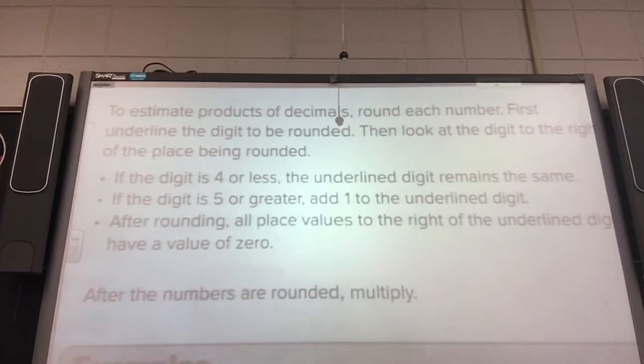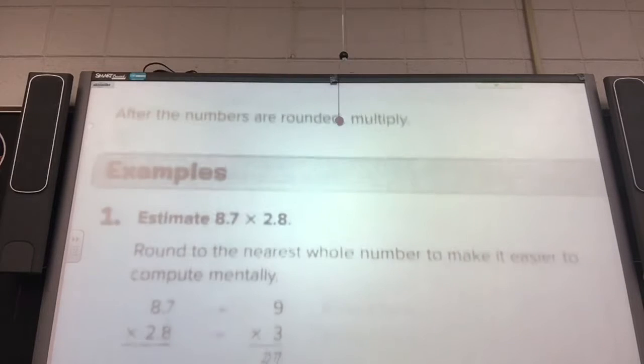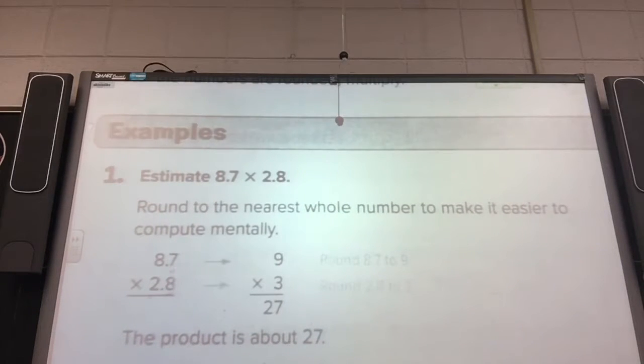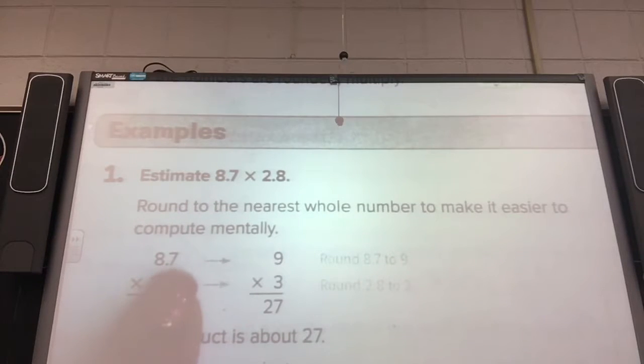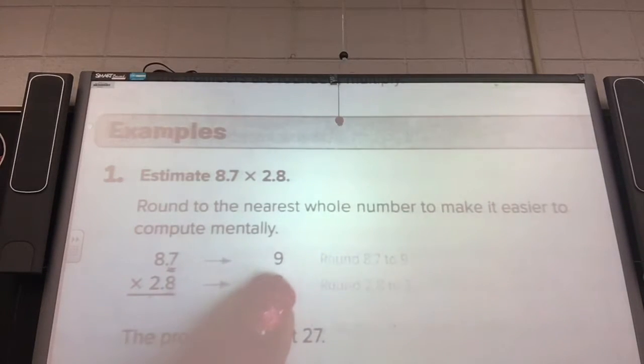All right. Looking down below, it's going to give us an example, and it tells us to round to the nearest whole number, and it gives us 8.7 and 2.8. So here, if we're rounding to the nearest whole number, we're going to look at the 7. Is that higher or lower than 4? It's higher, so we're going to go up, and it's going to be a 9. 2.8, higher or lower? It's 5 or above, so it's going to go up to a 3. Then we just multiply 9 times 3 and we get 27.